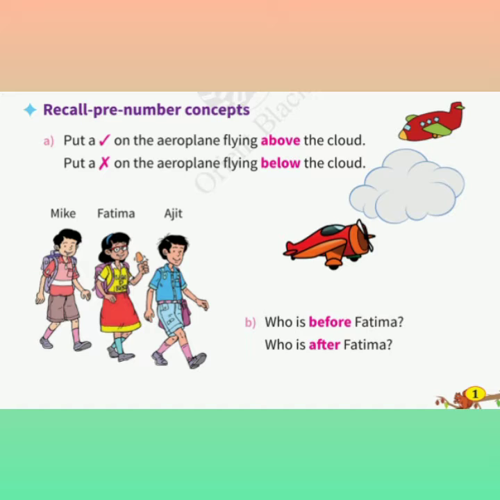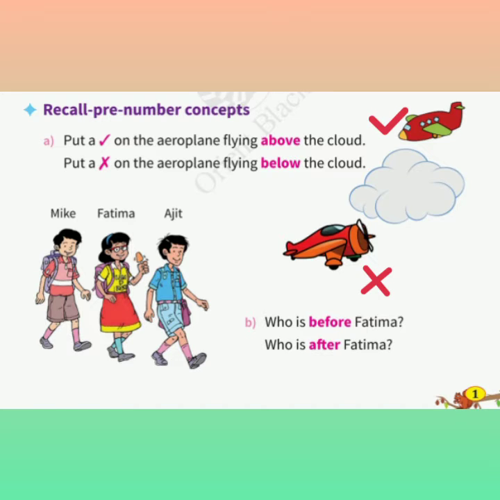The following aeroplane is flying above the cloud. So I am going to put a tick mark on that aeroplane. Now down there is one aeroplane which is flying below the cloud. I am going to put a cross mark here.